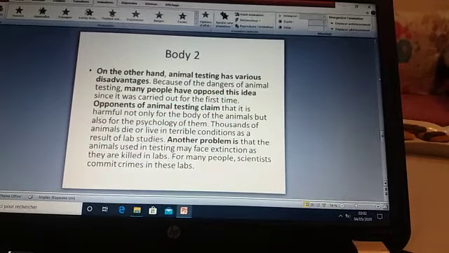So let's have a look at our essay on animal testing. So here the writer starts with, on the other hand. You can use instead, however, nevertheless. You are free. Animal testing has various disadvantages. Many people have opposed this idea. Opponents of animal testing claim another problem is.